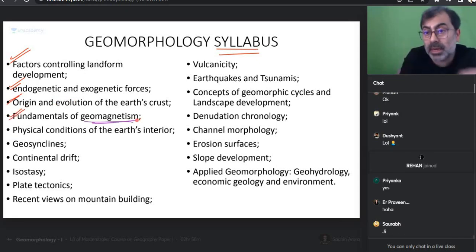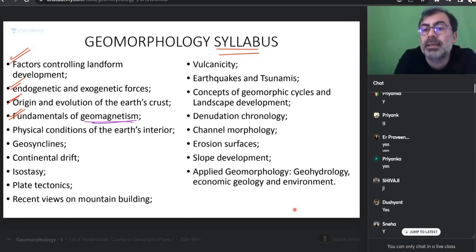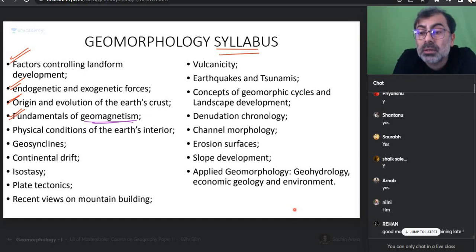Now in atmosphere, we were talking about aurora. Remember? How magnetic field protects our atmosphere. अब वो बनता कैसे वो यहाँ पे बताएंगे. So that connection has to come over here. Physical conditions of Earth's interior. What is inside the Earth?